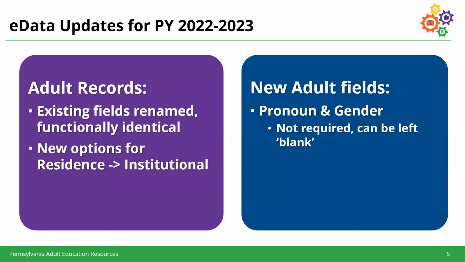So for example, instead of saying period of participation enrollment date, we've renamed that field now to say period of participation start date. So it really reflects what it truly is. It wasn't the date the person was enrolled, it's the date that they started.